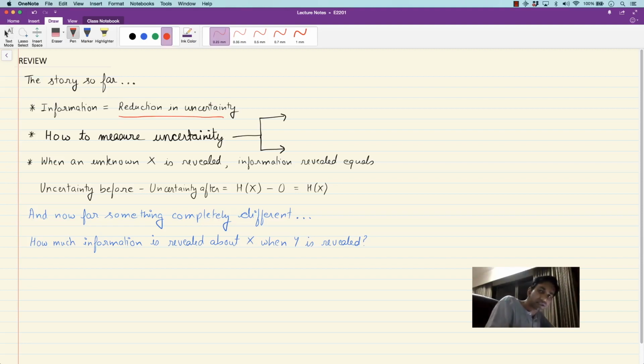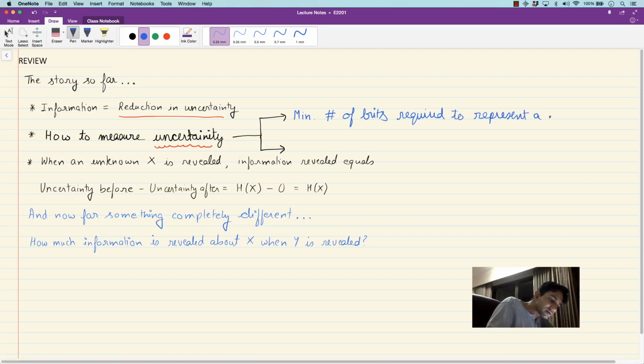Well, how do we use something like this mathematically? First, we'll have to find mathematical measures of uncertainty. And we did this by defining two different notions of uncertainty. The first one we were looking at is related to compression. It is defined as the minimum number of bits required to store a random variable or to represent a random variable. This can be thought of as a measure of uncertainty in the random variable.